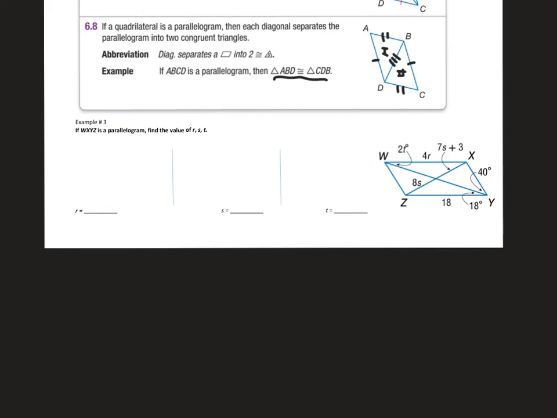Looking at example number 3, if I wanted to solve for R, I noticed that there's an R right here. So 4R would equal segment ZY, or WX would equal ZY. So I get that 4R is equal to 18. In order to solve this equation, I'm going to need to divide both sides by 4. And I get that R is equal to 18 over 4, which we know is 9 over 2. So you can write your answer as 9/2, or you might like to write it as 4.5.